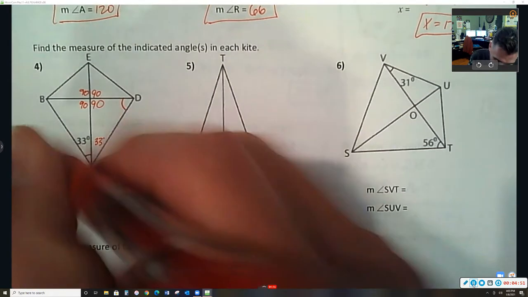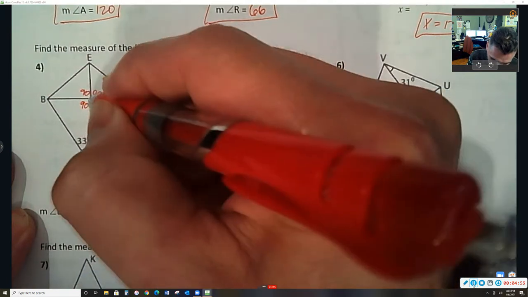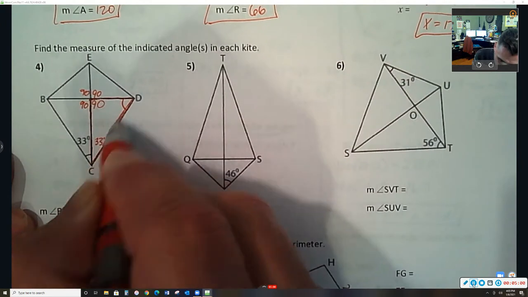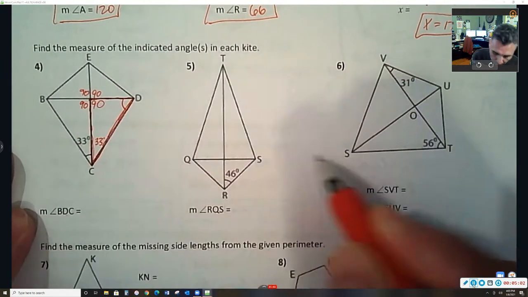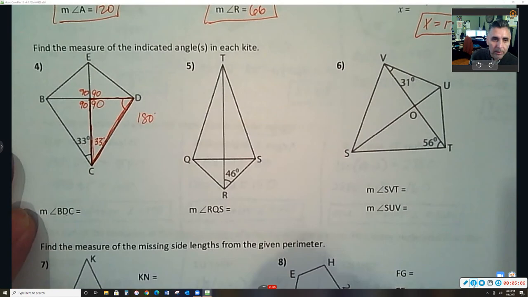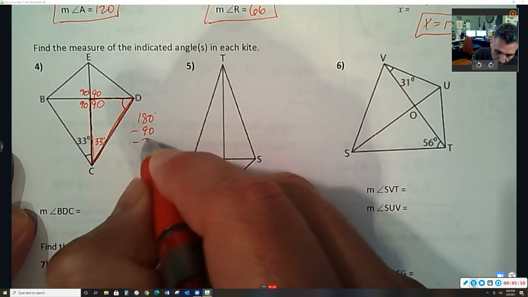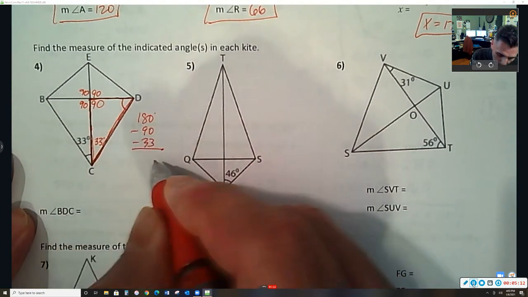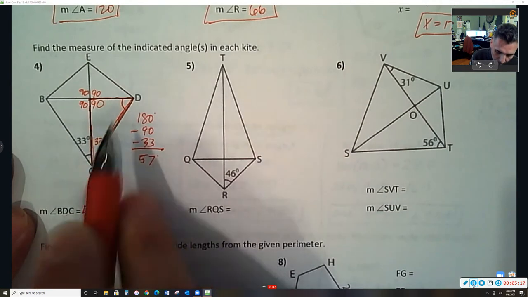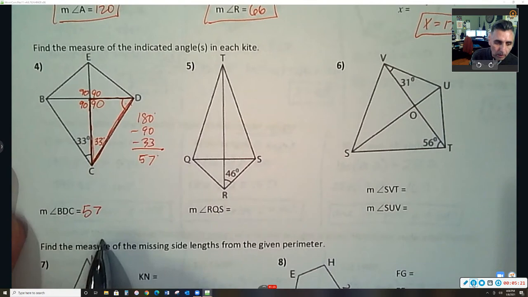So right now I can focus on, let me kind of shade this in so you guys can see it, this triangle. And remember from before break, we knew the three angles inside the triangle have to equal 180. If I subtract out the two angles that I know, I'm left with 57, and that's the angle that's missing, 57 degrees. Okay, so I'll put that in there.